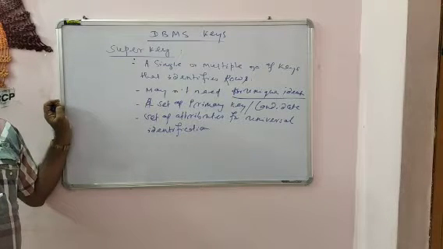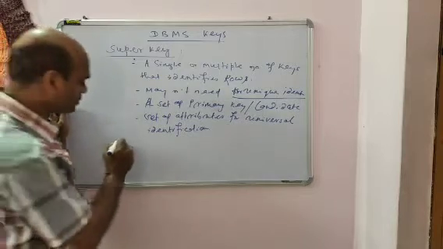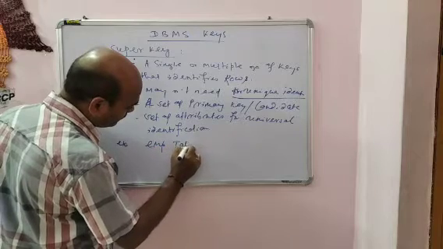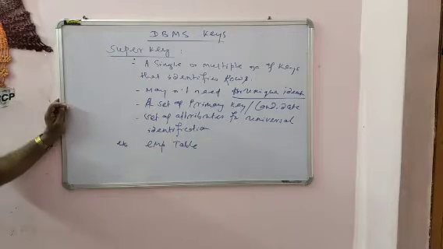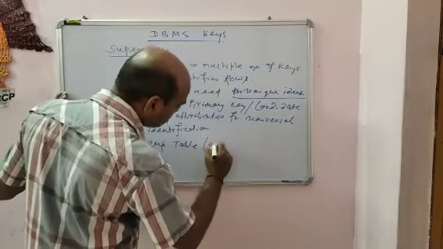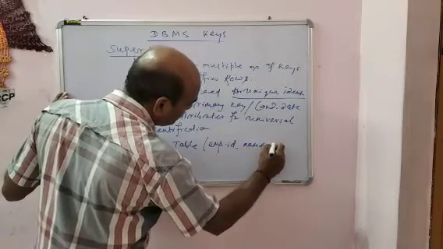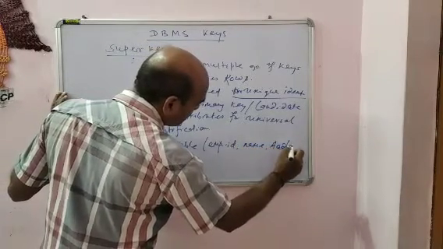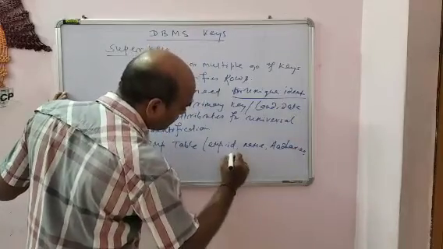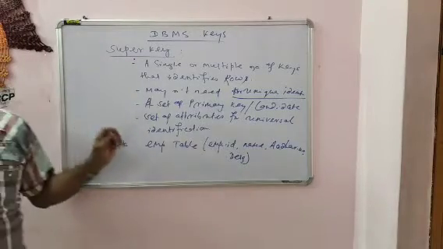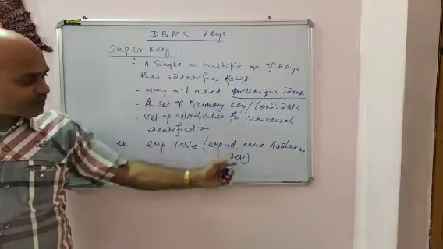For example, suppose an employee table. Suppose employee ID, Aadhaar number, name and designation. Employee ID, name, Aadhaar number and designation are the attributes.